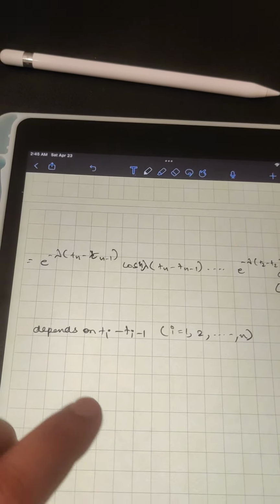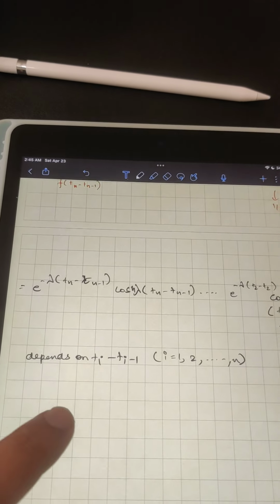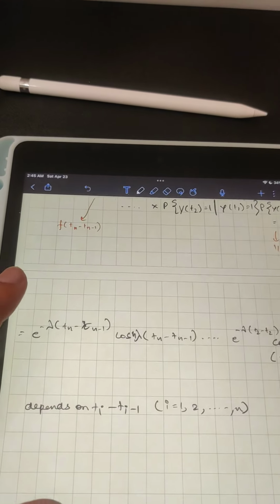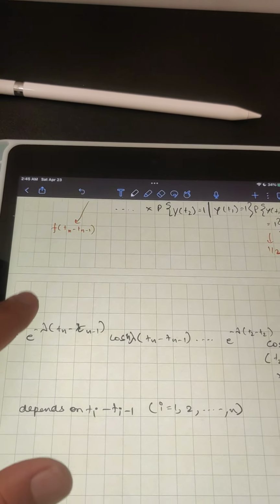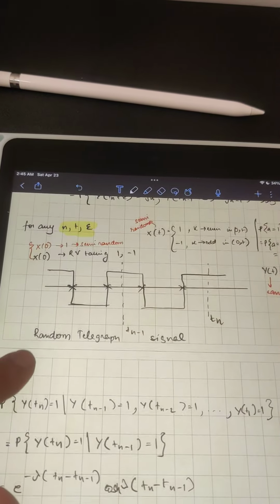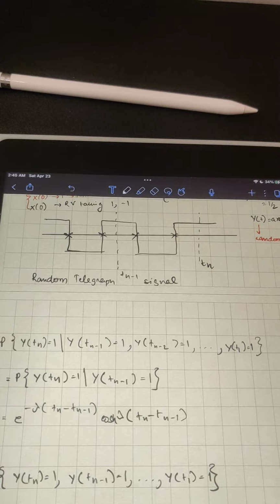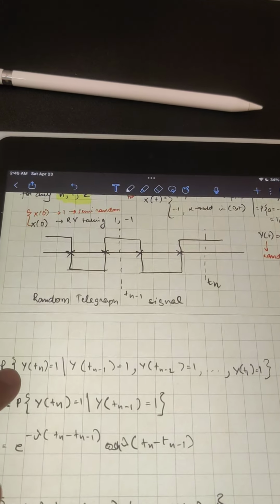And so it only depends on t(i minus 1), right? So yeah, it does not depend on the amount we shifted by.